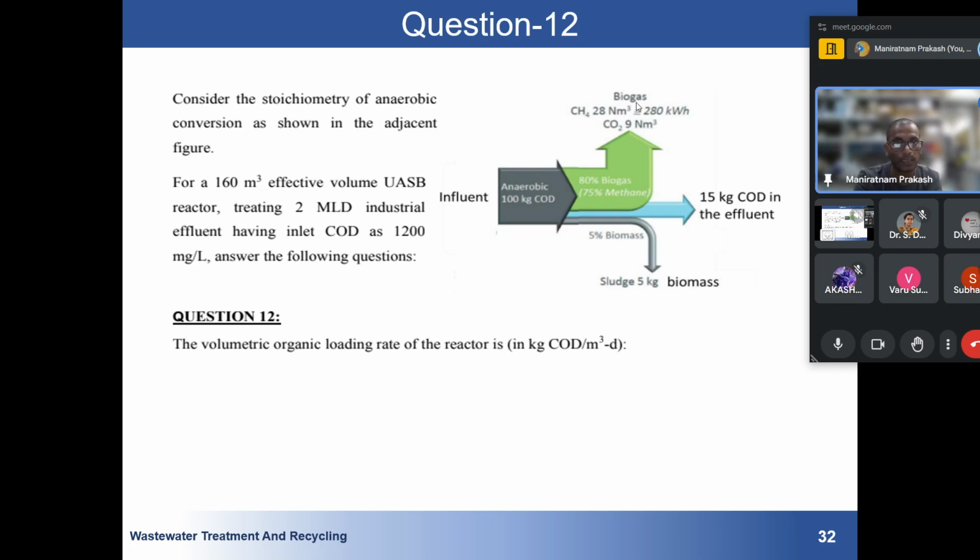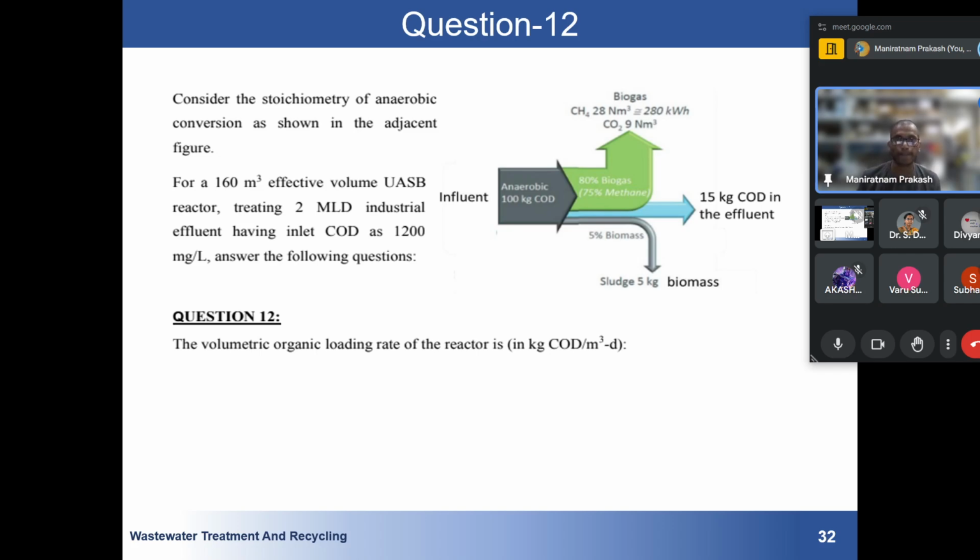The volume of CO2 is given in meter cube, and similarly for methane it is 28 meter cube, which is similar to 280 kilowatt. Based on these data, just try to answer. The first question is simple: the volumetric organic loading rate of the reactor in kg COD per day. You have to consider all the COD as organic, and find the organic loading rate.